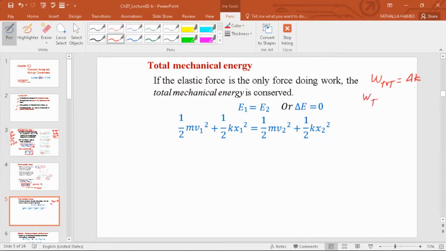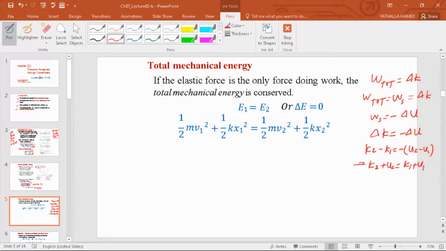And if the total work here is the work done by the spring, which should equal the change in kinetic energy, and you know that the work done by the spring is also minus delta U, so you can say that delta K should equal minus delta U. So K2 minus K1 is equal to minus (U2 minus U1). And that, of course, will give you K2 plus U2 equals K1 plus U1.